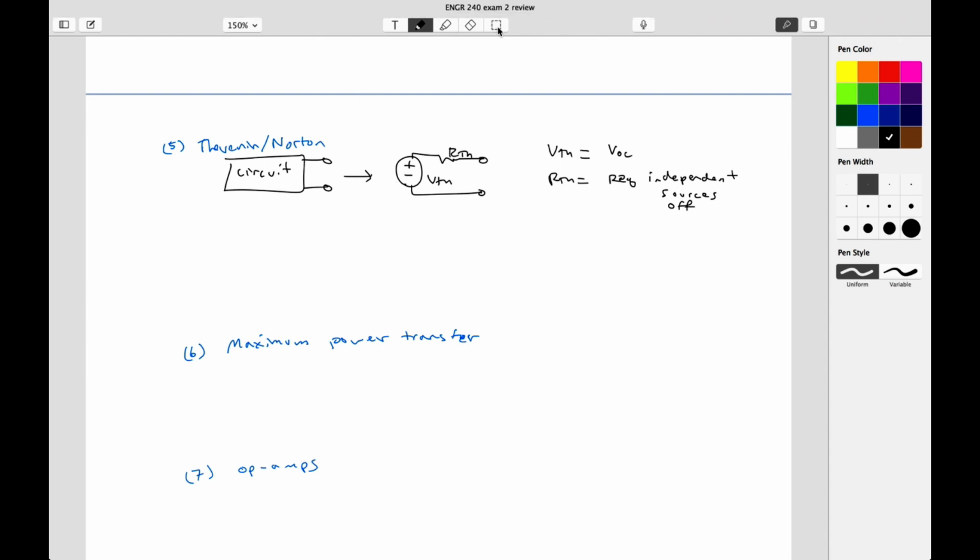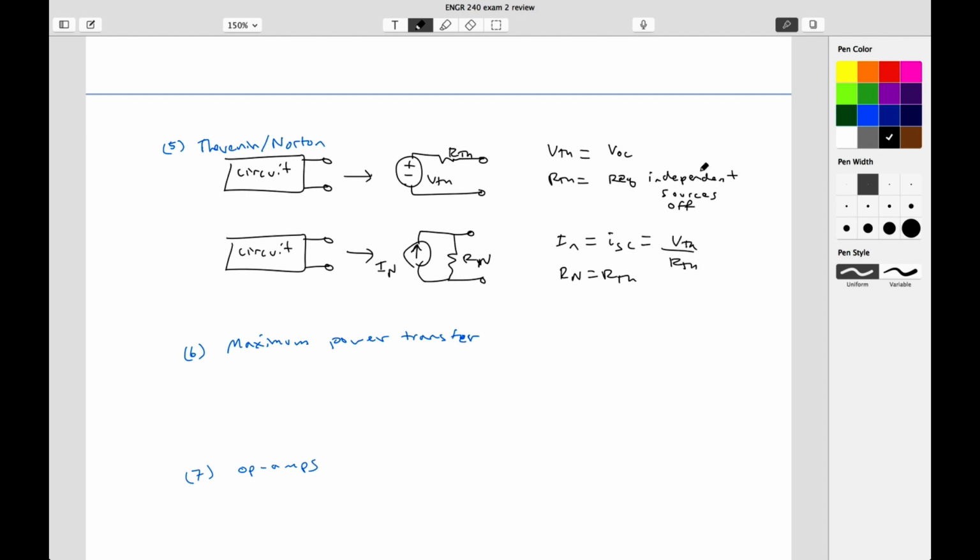All right, on the other hand, Norton tells us that if we have a very similar looking circuit, that can be written instead as a current source with a parallel resistor, which has values IN and RN. And IN is equal to I short circuit going through those terminals if you connect the wires. RN is the same as R Thevenin. And we can convert between the two using a source transformation. IN is also equal to V Thevenin over R Thevenin, which means that V open circuit is also equal to I Norton, R Norton. All right, it's just a source transformation.